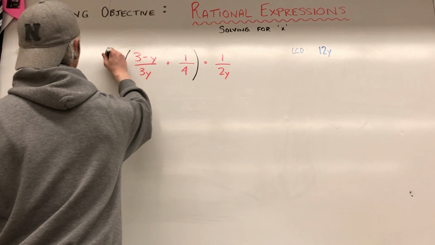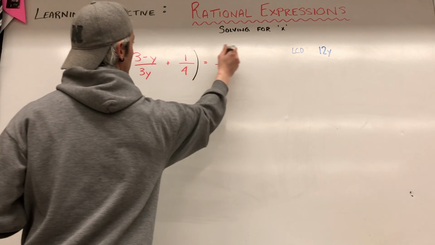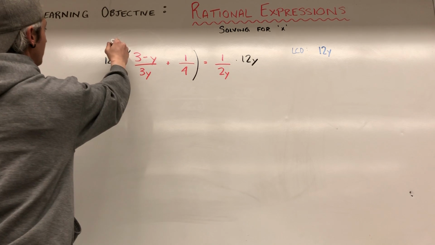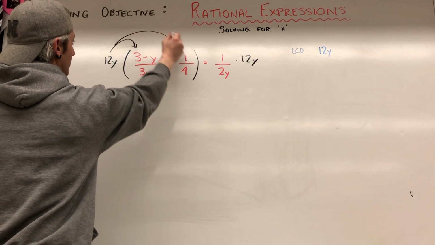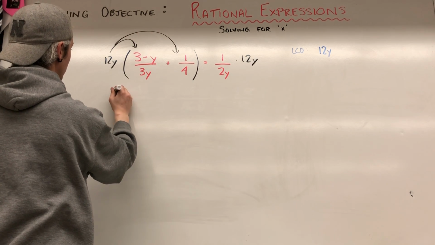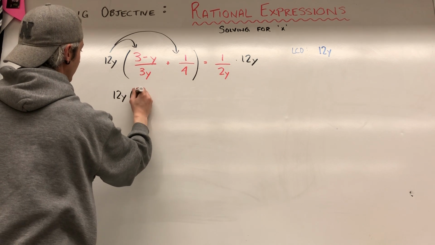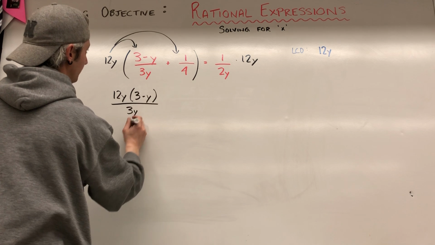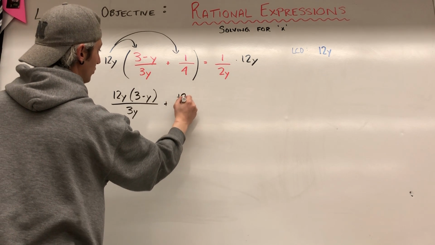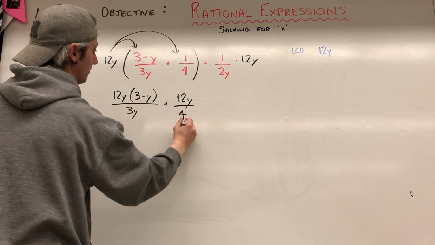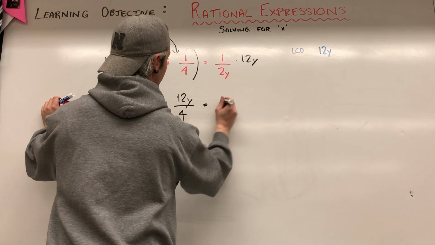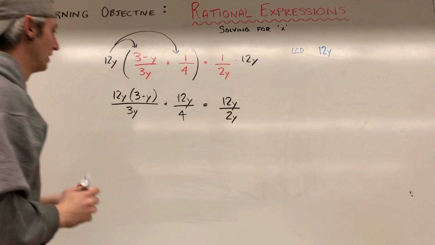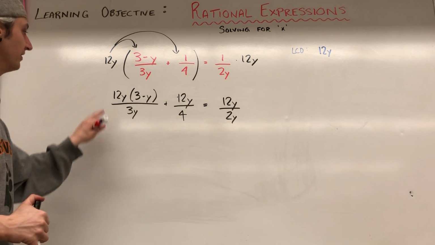Multiply both sides by 12y. And then the 12y is going to visit this guy, and then this guy. So when I do that, I get 12y times (3 minus y) over 3y, plus 12y over 4, is equal to 12y over 2y. Now I have to just get rid of the denominators by simplifying.